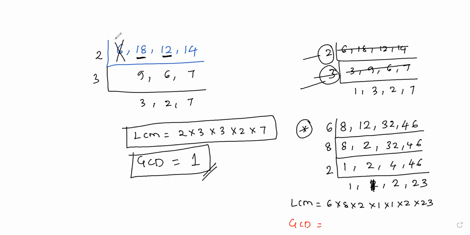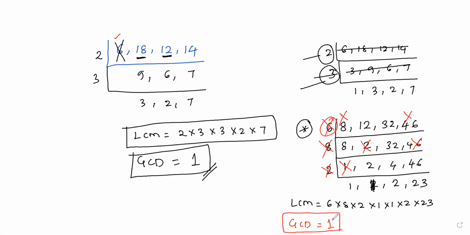In this case, we cannot cancel the numbers easily. 6 is not dividing each and every number here, you can observe. 8 also not. 2 is dividing each number, but 1 is not divisible by it. So in this case, no number is selected. That means here GCD becomes 1.